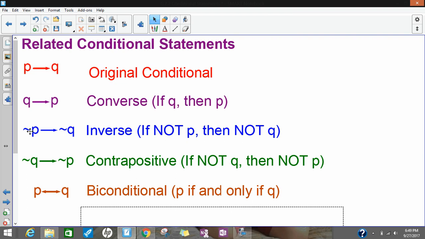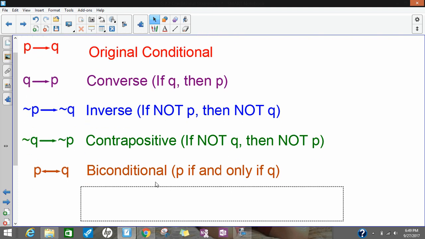If we negate the hypothesis and conclusion, so basically we're changing the meaning, a lot of times that means you're adding the word not, or you're taking away the word not. And that little squiggly in front of P and Q means to negate. So the inverse is if not P, then not Q. If we combine the converse and the inverse, we get what we call the contrapositive. So we get if not Q, then not P.